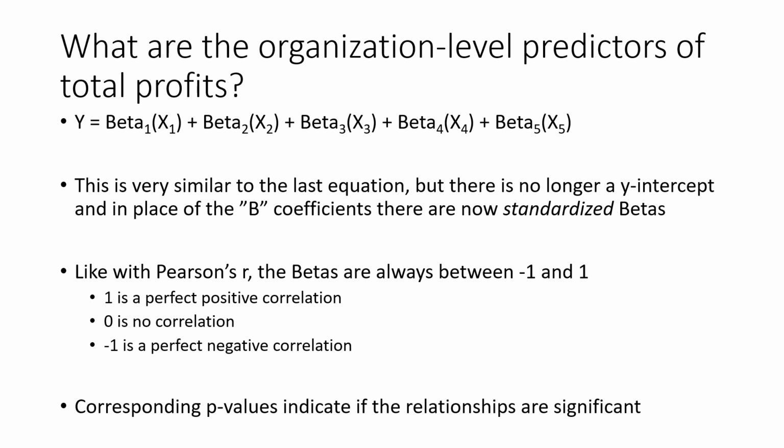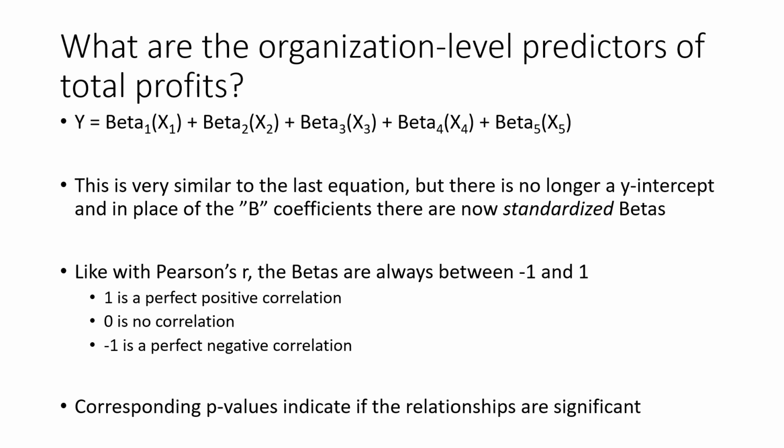You'll notice that there's not a y-intercept at the end of this equation. There's no plus a, and the reason is that when you standardize these coefficients, the y-intercept automatically becomes 0, so it's not necessary to put that into the equation. So this equation with the betas as opposed to the b's is similar to the last equation, but there's no longer the y-intercept, and now the coefficients themselves are not b's, they are standardized betas.